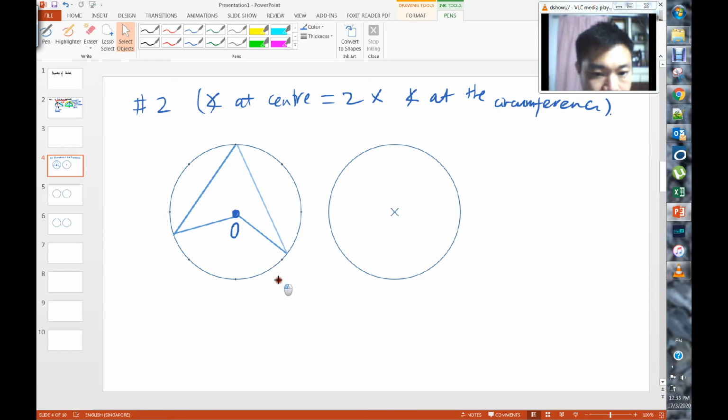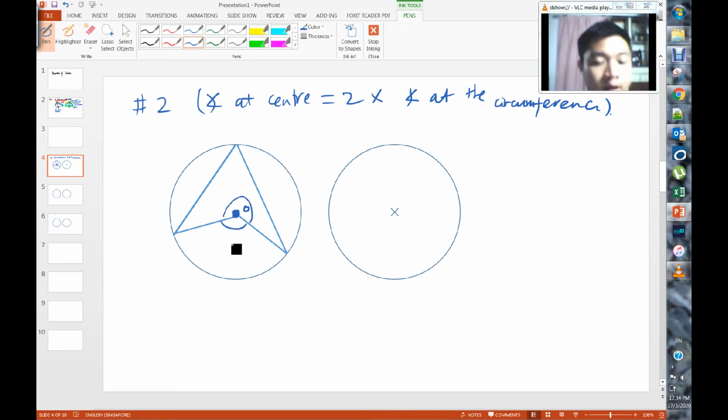If this is the origin, which is the angle at the center? Clearly this is the angle at center, right? Before I do it, let me move my letter O to here. So this is the origin of the circle, and the angle at center can be this, or it can be this.